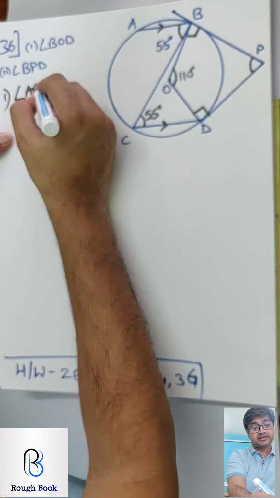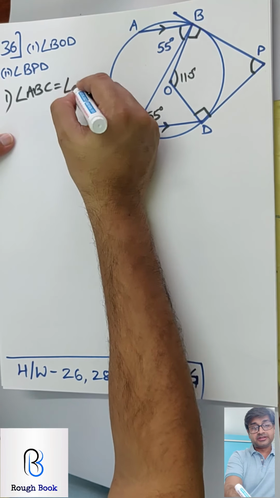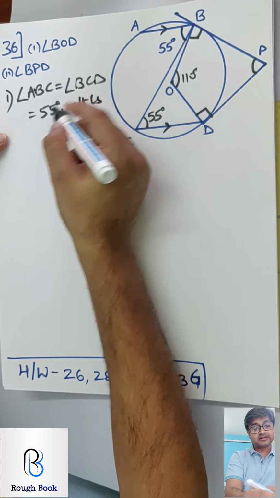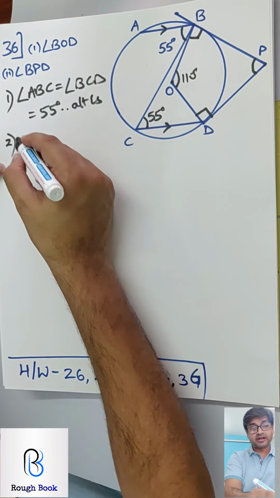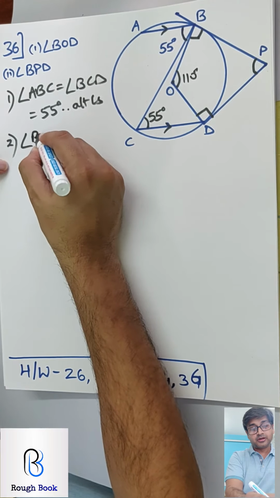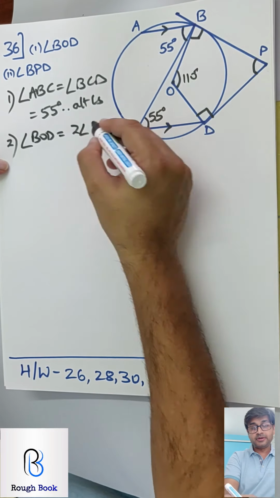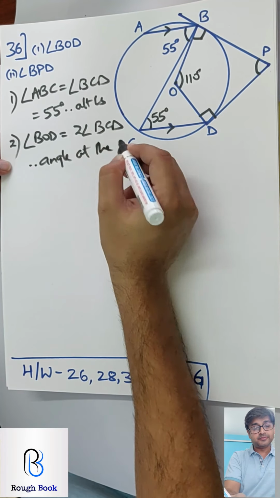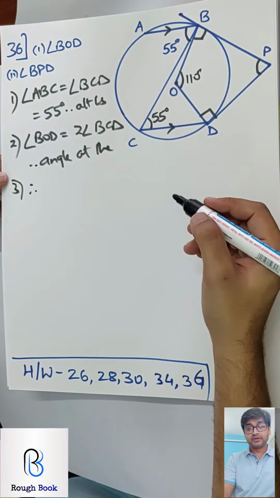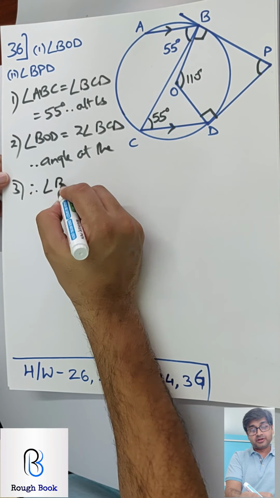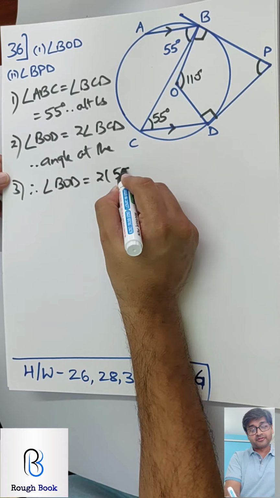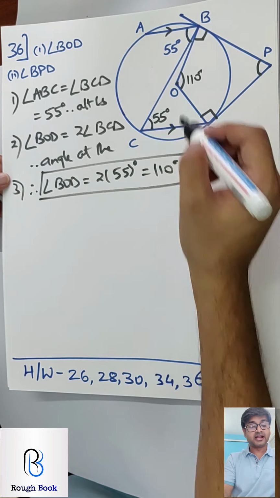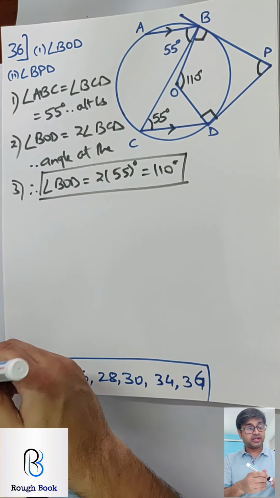So first one, ABC is equal to BCD is equal to 55. Alternate angles. So we got this 55. Now we are getting the central angle. So we will say BOD is double of BCD. Reason will be angle at the center is double the angle on circumference. Complete statement please write. So therefore angle BOD will be double of 55, that's 110. So we managed to get this angle as 110, the first part which they asked us.